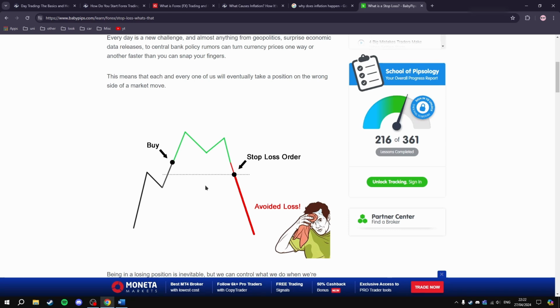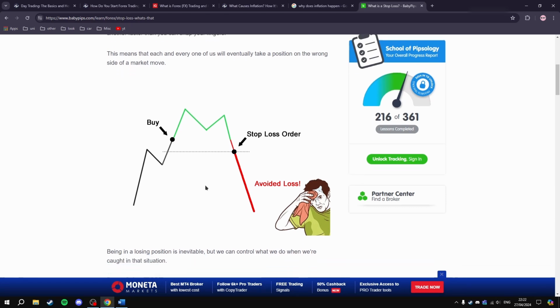Every day is a new challenge. Almost anything, from geopolitics and surprise economic data releases to central bank policy rumours, can turn currency prices one way or another faster than you can snap your fingers. This means that each and every one of us will eventually take a position on the wrong side of a market move.